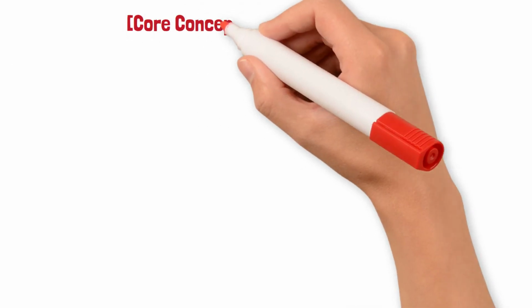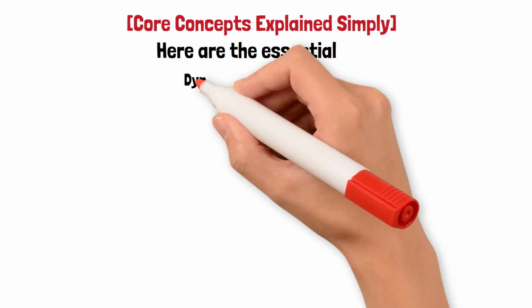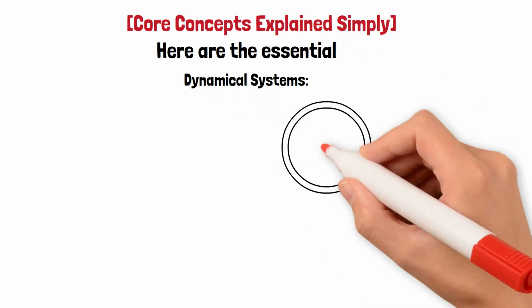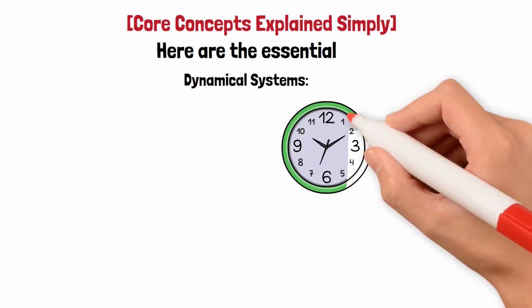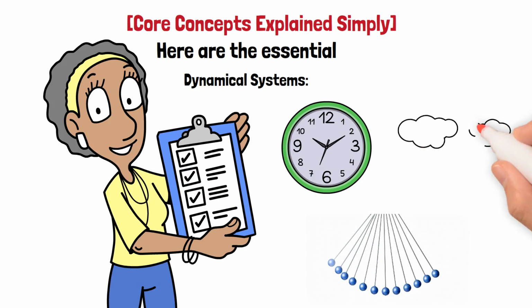Core concepts explained simply. Here are the essentials. Dynamical systems. These are systems that evolve step by step or continuously over time, following specific mathematical rules. They can be simple, like a swinging pendulum, or complex, like weather systems.